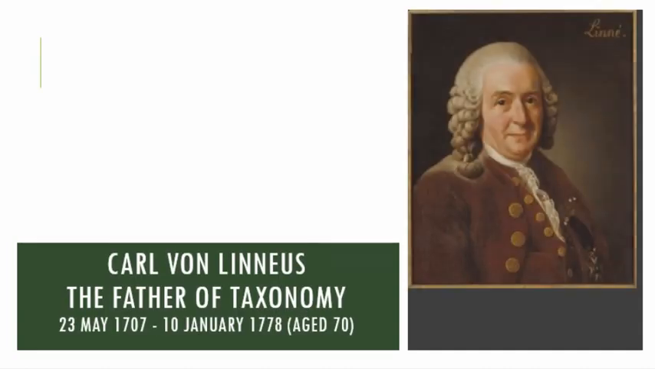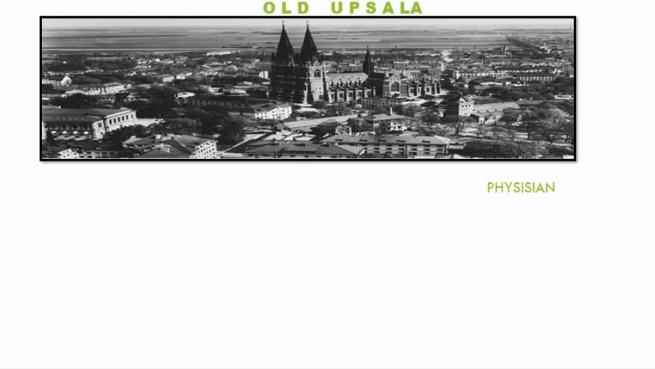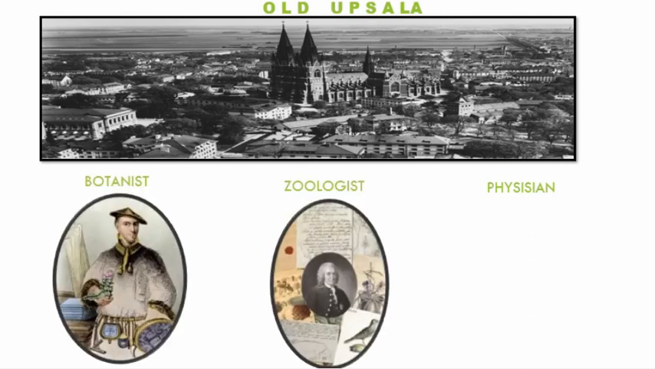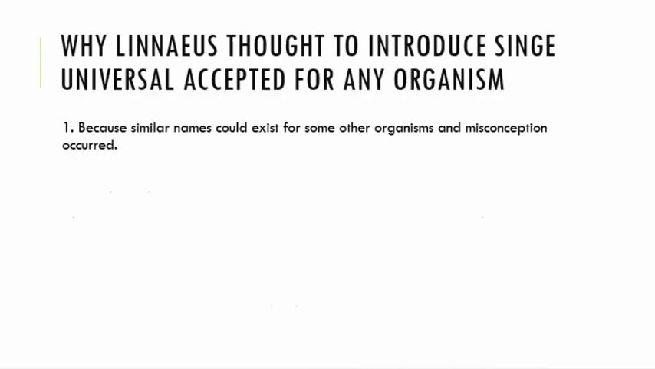Now here we are at Carl von Linnaeus, the father of taxonomy, from 1707 to 1778, from Uppsala. This is the picture of old Uppsala. He was a botanist, zoologist, and physician. When similar names were existing for various organisms, Linnaeus thought, why not develop a system that can recognize a single universal name for a single organism all over the world.